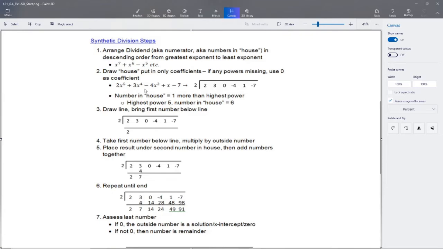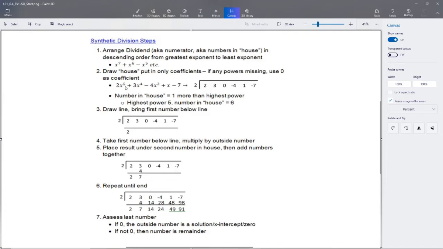Where's x to the 3? Well, it's not there, and that's okay. Some problems just don't have that. But we account for that in our house by doing a 0 there. And then a quick tip to know if we've got the right number of values in the house is we look at the highest power and we add 1 to it. That should be the number of terms in the house.